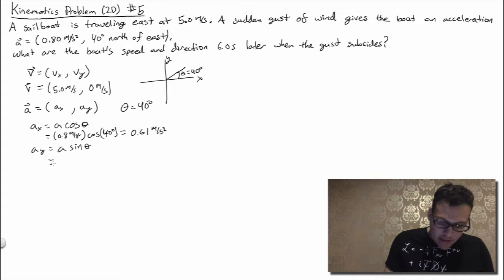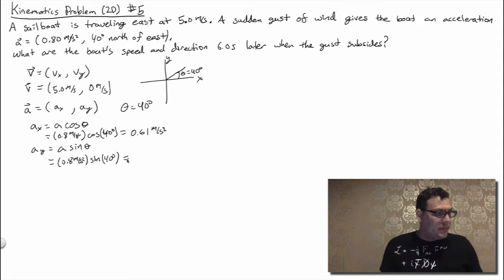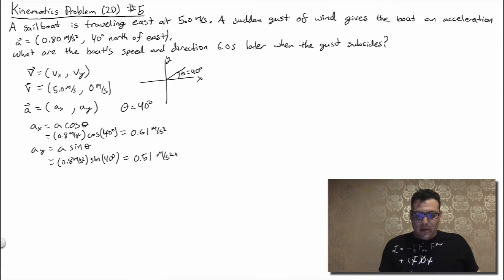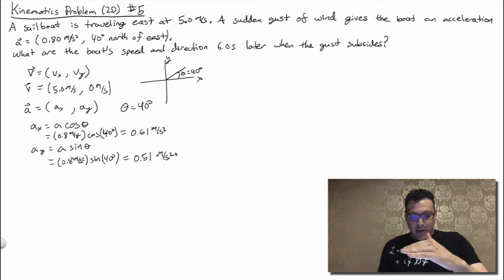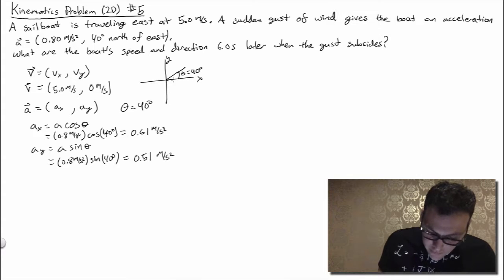Do the same thing for the y component. So it's 0.8 meters per second squared times the sine of 40 degrees. You plug that in your calculator, and I got 0.51 meters per second squared. All right, so in the x direction it has a little more acceleration than it does in the north direction, the y direction. And that makes sense from this arrow here. You can see that this arrow to here is longer than this arrow to here.